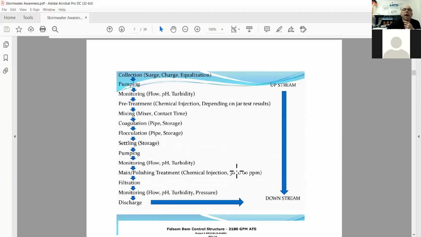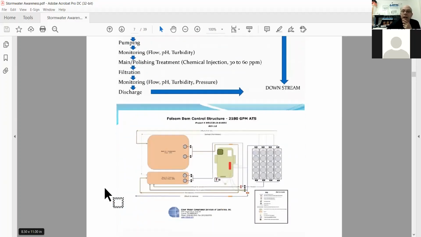and then a little bit of chitosan to be added just as a polishing chemical to the sand filter to make sure everything comes out very clean, and then filtration, monitoring, and discharge. Here is a representation of a very large system where water comes into the main basin this way, comes out, is pre-treated, comes over to the basin here, comes out of the basin, comes over, and is analyzed to see if it's ready to go to filters.